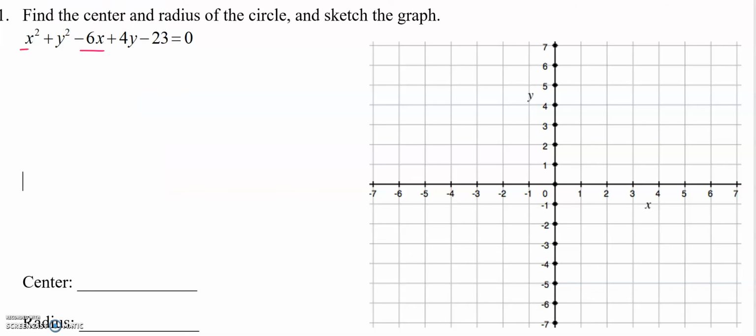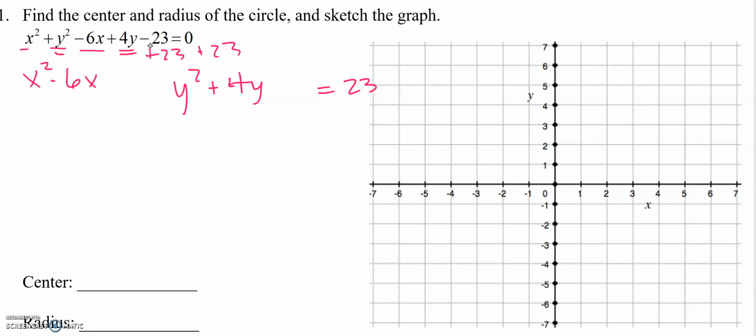So what I'm going to do is I'm going to pull all my x's. I'm going to say x squared minus 6x. I'm going to do my y's. So y squared plus 4y. And then I'm going to go ahead and move this 23 to the other side. So equals 23. Now I intentionally left some space for me. That way I can figure out what's going here. And then I'm going to have to add it to both, or both to the other side.